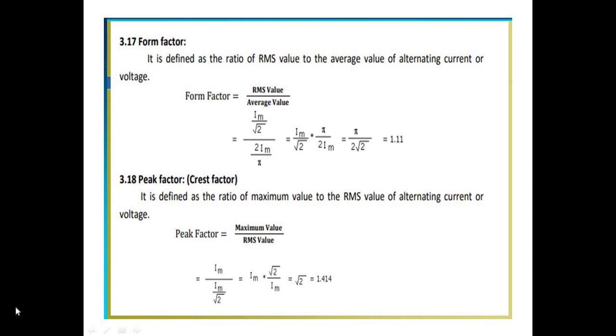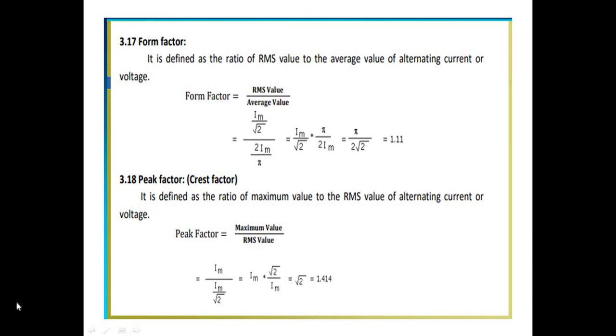Good morning. Today we are discussing form factor. It is defined as the ratio of RMS value to the average value of alternating current or voltage. Form factor is equal to RMS value divided by average value. IRMS, that means RMS value, is equal to Im divided by root 2, and average value is 2Im divided by pi. And then the final value is 1.11.